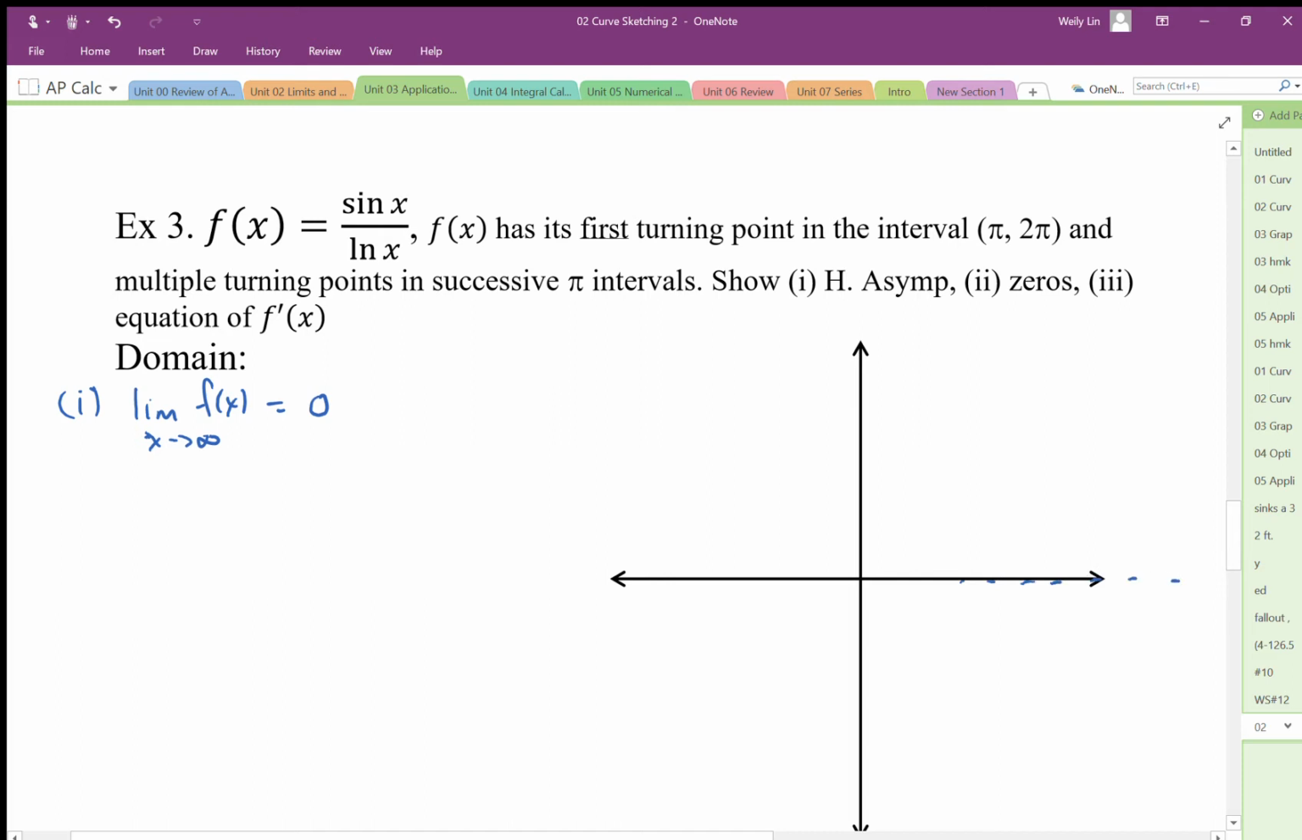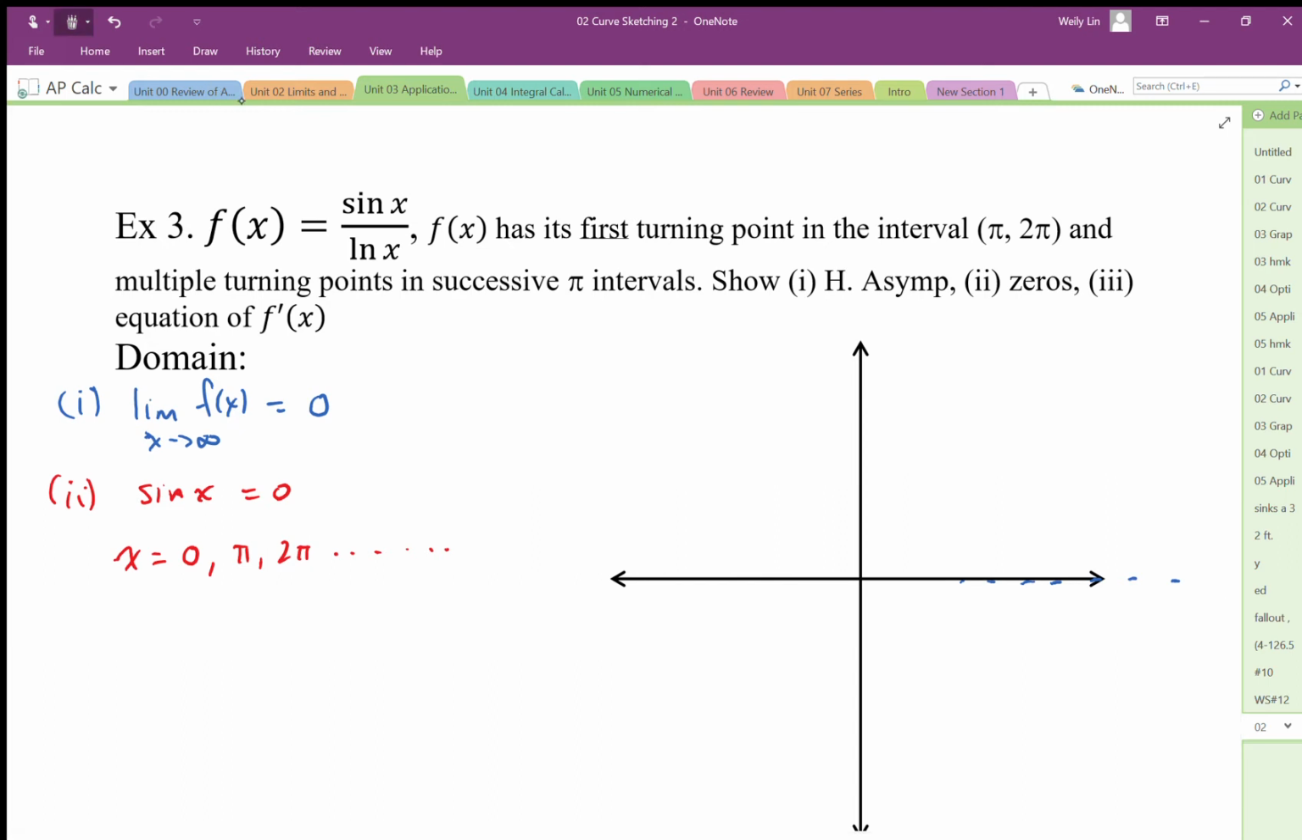Okay, so what about the zeros? Well, the zeros are going to be where the sine x is equal to 0, where the numerator is equal to 0. So x is equal to 0 at 0, pi, 2 pi, and so on. Okay, so this will be our zero points. And we want to now find the turning point. So let's find the derivative.